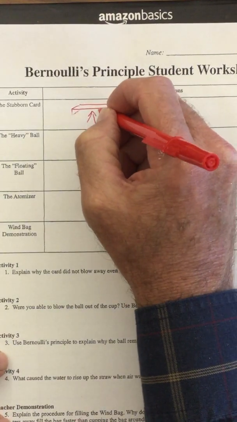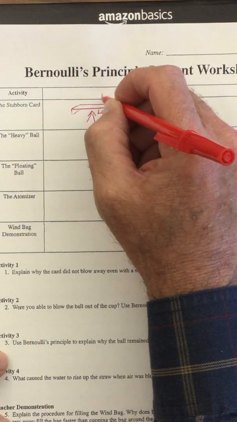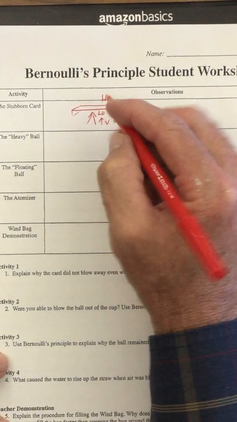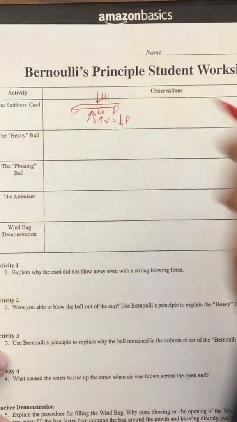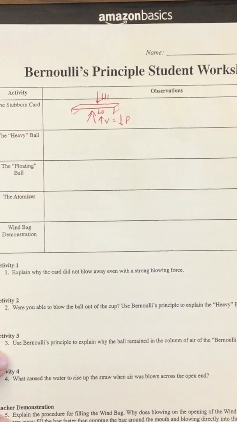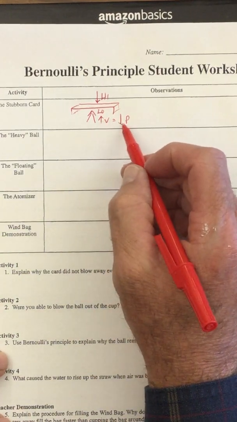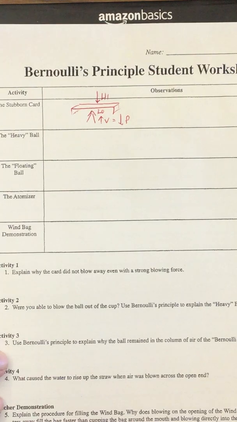So what's happening is we had low pressure underneath and we had higher pressure up above, and the pressure tried to equalize itself, so the card was getting sucked down and pushed down because of that. So again, we have the increased velocity, decreased pressure, creating the low pressure underneath, the higher pressure up above.